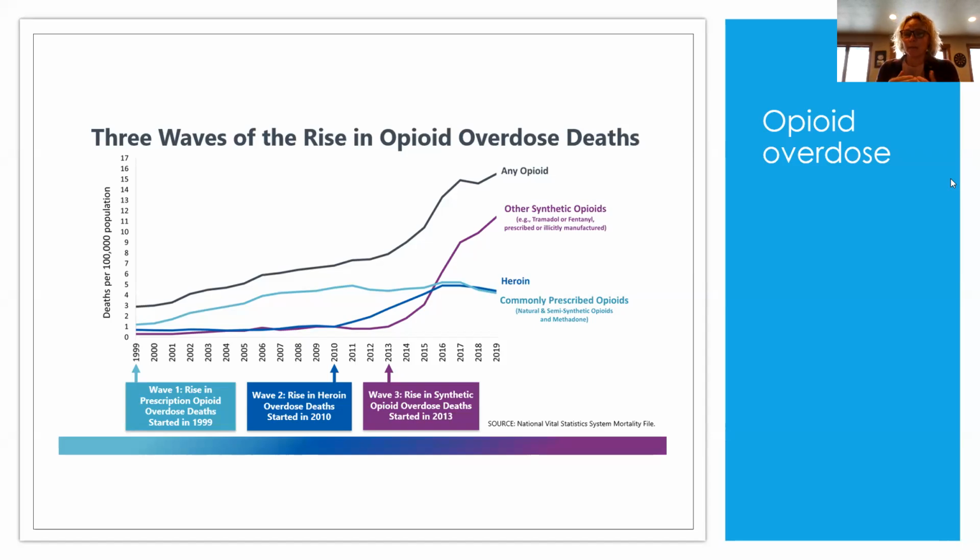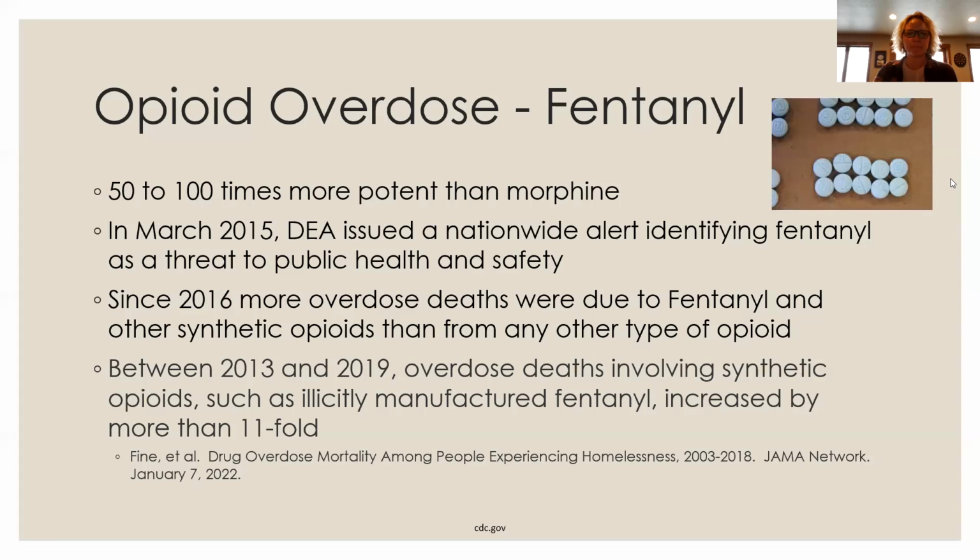So we cut back on prescribing, but it's supply and demand, right? We created a demand and then we cut off the supply. So people switched to heroin because it was cheaper and it was easier. And you can see in that bright blue line is heroin. But then what we really have is this third spike, the purple line, which is synthetic opiates. And that's really what is driving the opioid epidemic now, the synthetics. So what is fentanyl? Again, 50 to 100 times more potent than morphine. Since 2016, more overdose deaths were due to fentanyl and other synthetics than any other type of opiate.